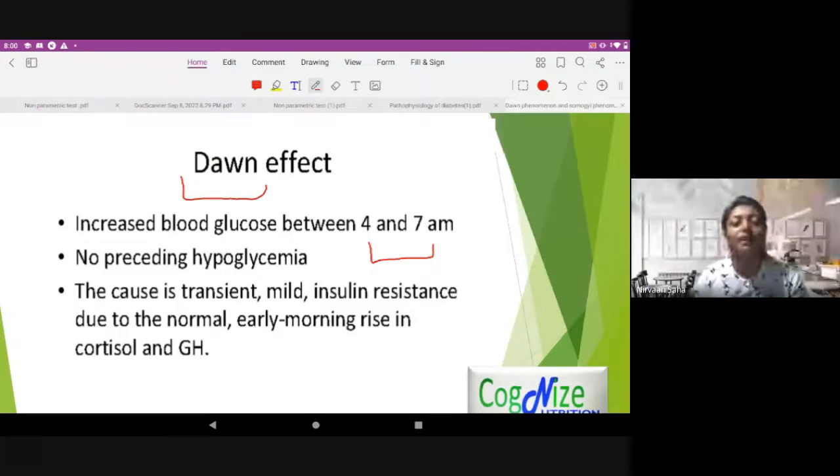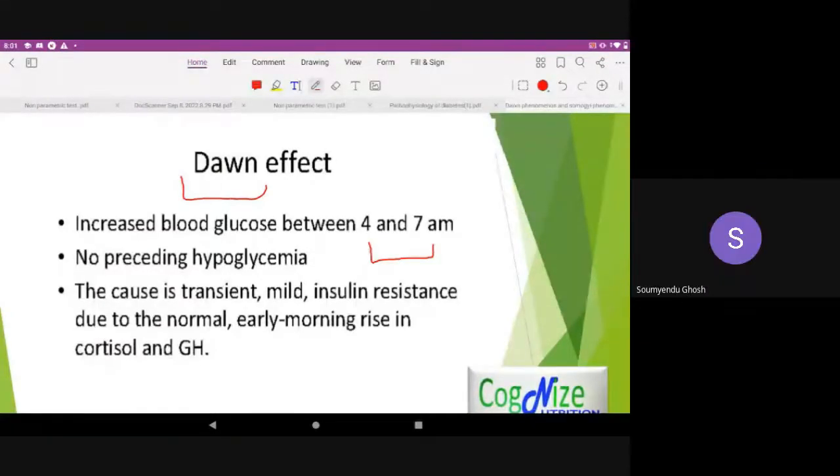And in the dawn phenomenon, it will be around 4 to 7. Could you please repeat? Your voice was breaking in between. Just the same thing you can repeat.